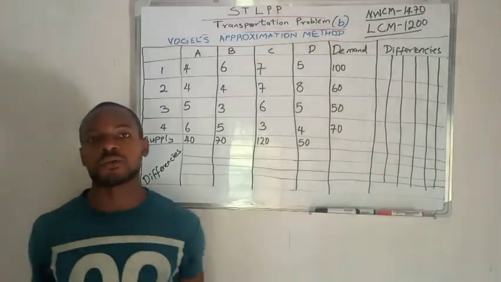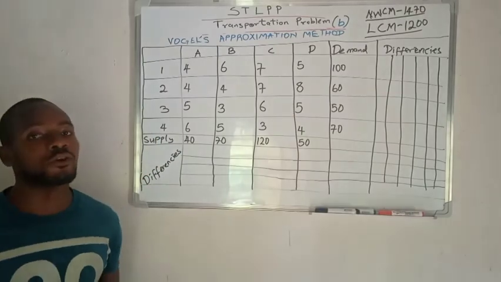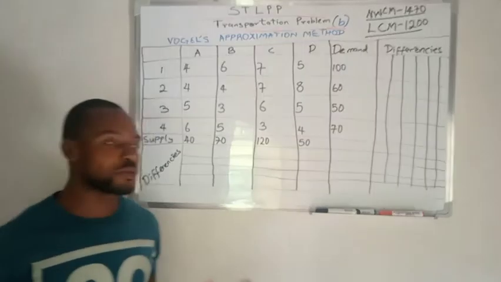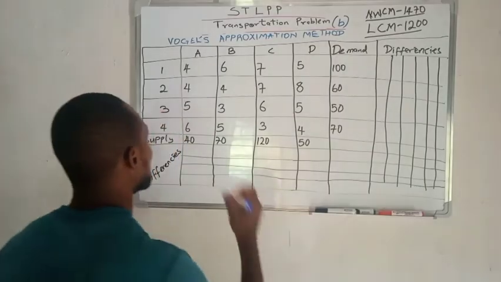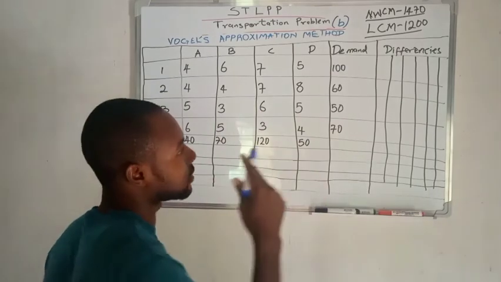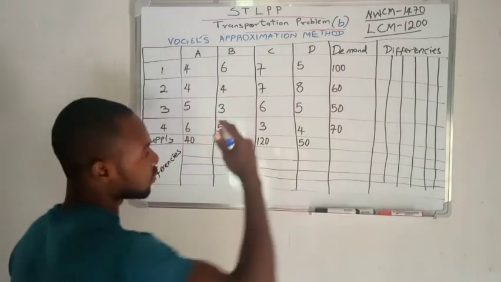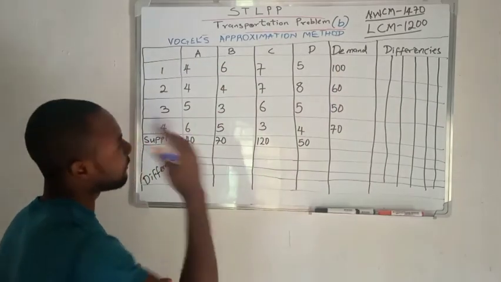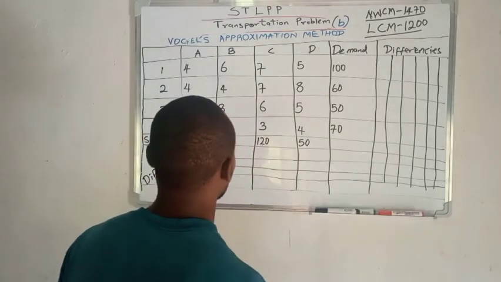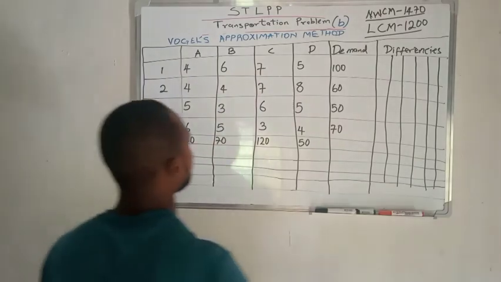Yeah, so right now we are going to do the same example using the Vogel's approximation method. Just the same way we did in the previous video, just going through the rows, each row, find the two smallest costs, get the difference, write it out, and go through the same each columns, find the two smallest costs, find the difference, and then write them down. So we start with the first row.